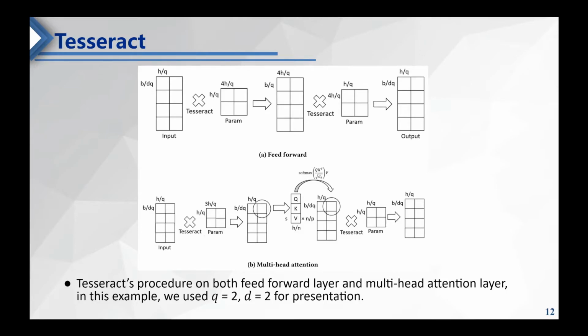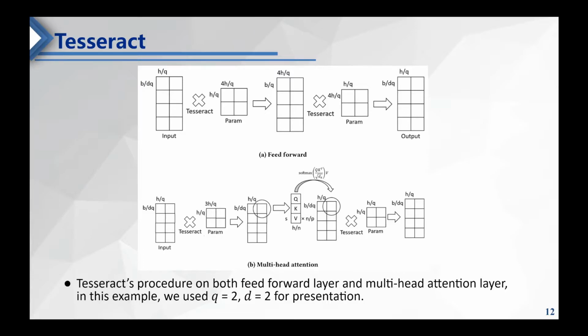This slide illustrates the specific transformer operation of Tesseract. B stands for batch size, S stands for sequence length, H stands for hidden size, N stands for number of heads, Q stands for Tesseract dimension, and D stands for Tesseract depth. In this example, we used Q equals 2 and D equals 2 for presentation.